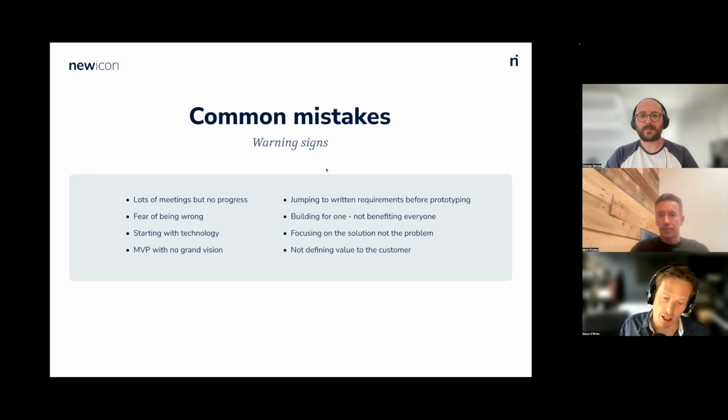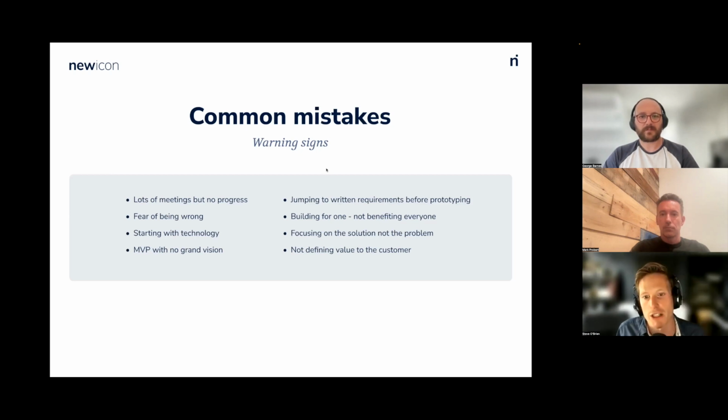The other thing is focusing on MVP with no grand vision. It's like, we just need to get something done really rapidly fast, but we don't really know where we're going. Then there's jumping to written requirements. This is before you've really got a prototype, before you've got an idea. This often comes because people are frustrated. They want to start writing things down, but you haven't actually explored the problem properly yet. So lots of those requirements are either going to be redundant or they're going to be wrong.